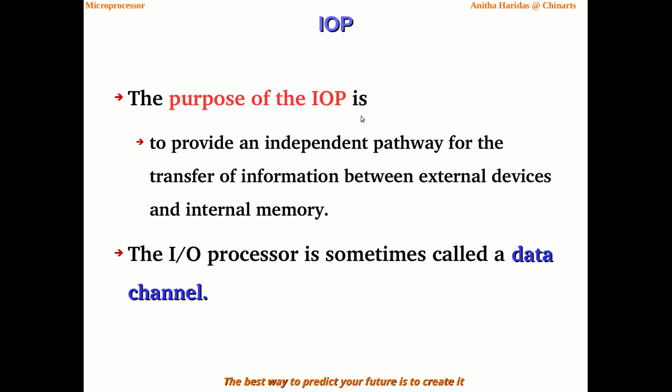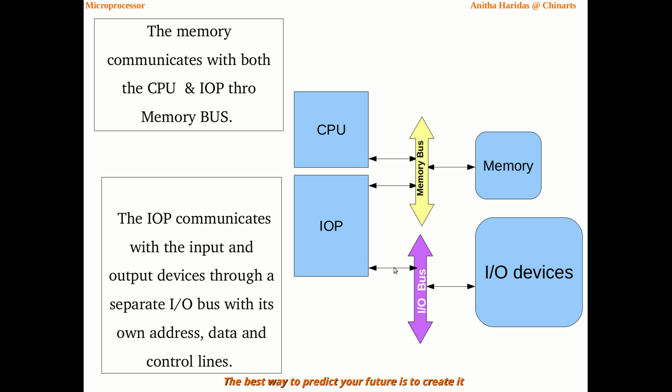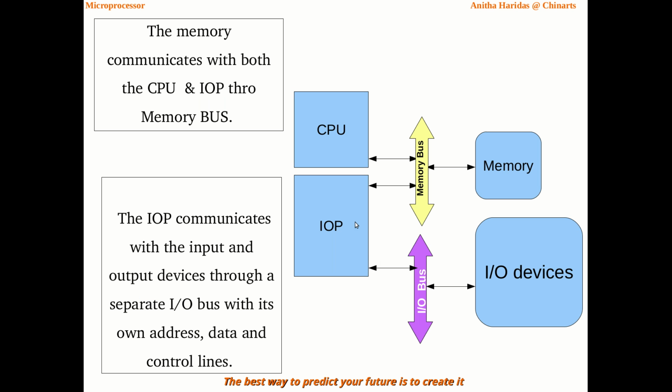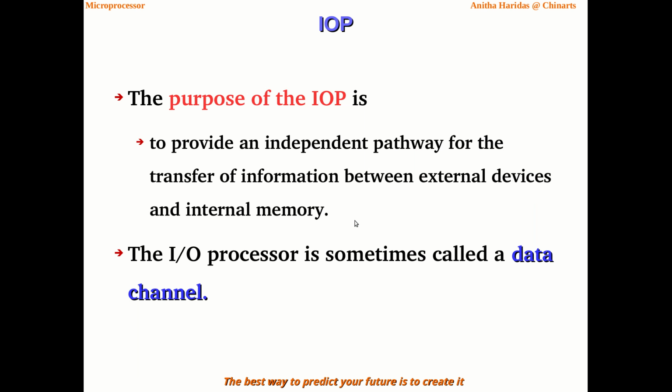Now, the purpose of the input output processor, why I need to have an input output processor in this configuration, is to provide an independent pathway for the transfer of information between external devices and the internal memory. So when you want to transfer data from the input output devices to the memory, you need an independent pathway, for which I am going to have the input output processor. And sometimes this input output processor is called a data channel, because it is exclusively used only for the data transfer and not for any kind of processing. So this processor is not going to do any processing, it is going to do only the data transfer. That is why we call it a data channel.